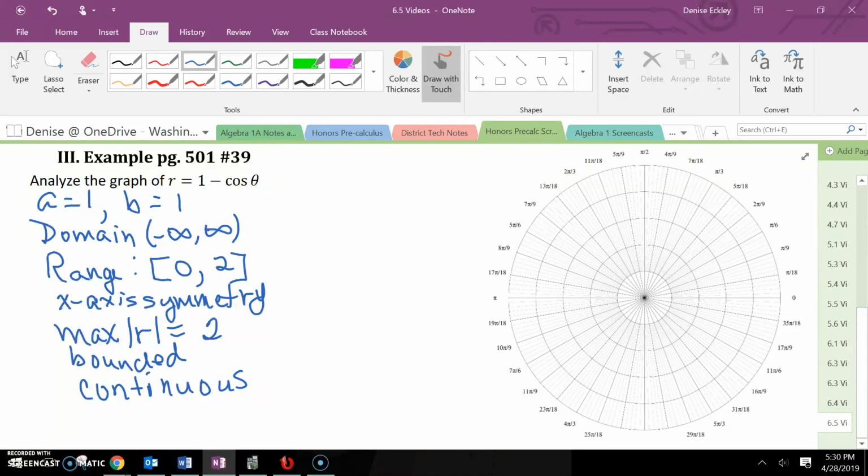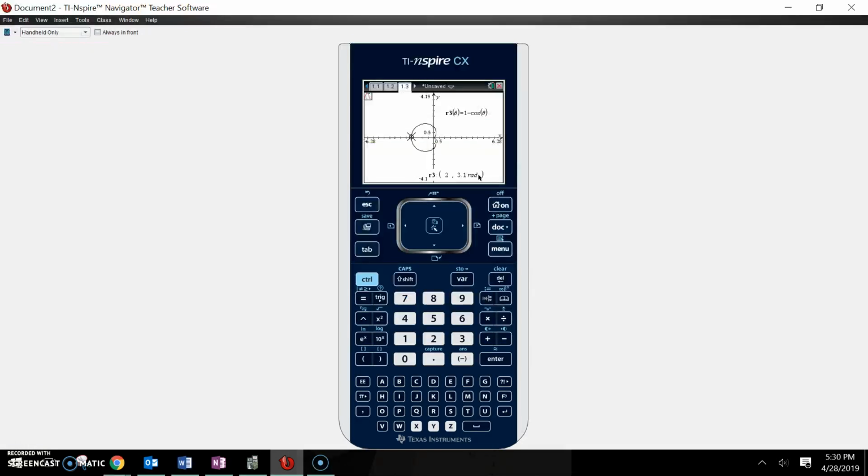And since a over b equals 1, we are going to get a cardioid, so it'll look like a heart. And since we have a negative sign, it'll lay out along the negative x-axis. So it is going to go something like this. Let me show you first before I draw it. So it'll look like a heart like that.